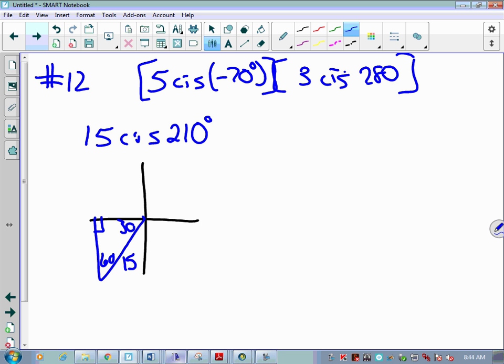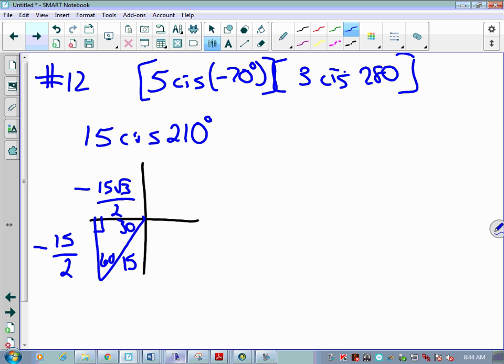From there, I'm following my 30, 60, 90 stuff, right? I don't even have to use sine and cosine, although I could if I needed to. But because they want our answer, what do they say there? They want an exact answer, so they want things with a radical. All right, so I should get 15 divided by 2 here, right? And I should get 15 radical 3 divided by 2 right there. Both of these are going to be negative.